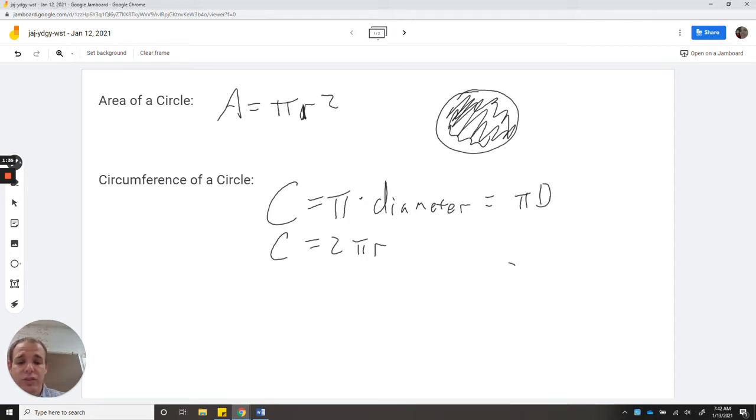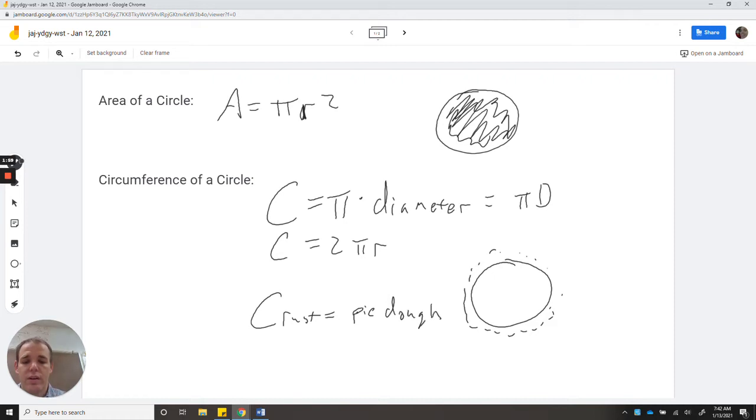The circumference of a circle is the distance around the circle. I think of this like it's the crust of the pizza. The crust of the pizza goes around the pizza. So you can think of this as crust is made of pi dough, or circumference is equal to pi d. Crust is made of pi dough, circumference is equal to pi d. Nice little mnemonic, I like it, pretty simple.